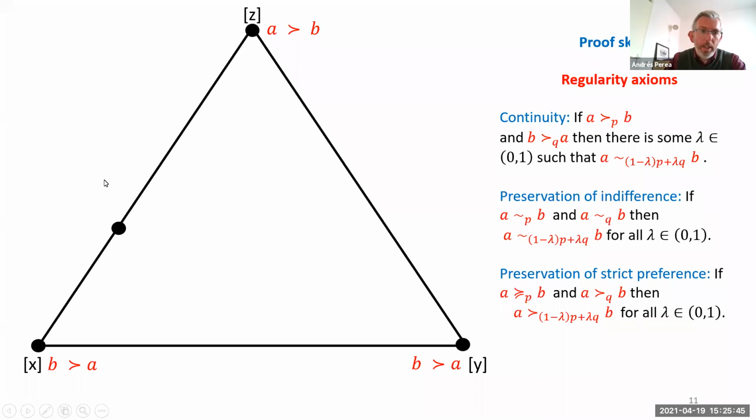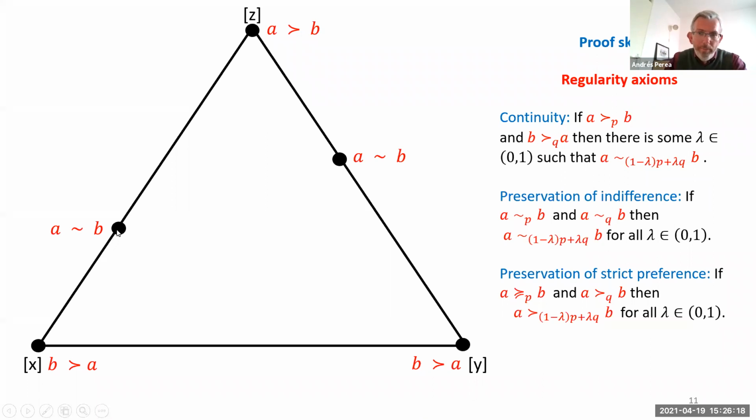So perhaps here. The same here: at Z you strictly prefer A to B, at Y you strictly prefer B to A, so there must be a belief between Y and Z where you are indifferent, let's say here. So far we have used continuity. By the way, of course, transitivity and completeness I just assume in the background. They're so basic. I mean, really the key axioms here are continuity, preservation of indifference, and preservation of strict preference.